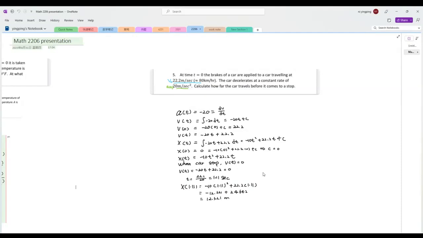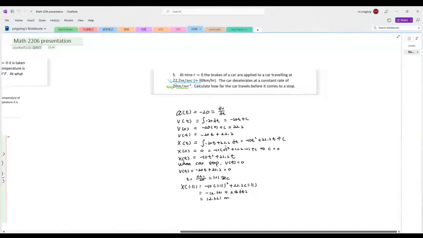First we have a(t) equals negative 20 because it's decelerating, and we can get v(t) by integrating a(t), which gives negative 20t plus c. For the question, v(0) is equal to 22.2, so c is equal to 22.2. v(t) is equal to negative 20t plus 22.2. And we can get x(t) from integrating v(t), which equals negative 10t squared plus 22.2t plus c.